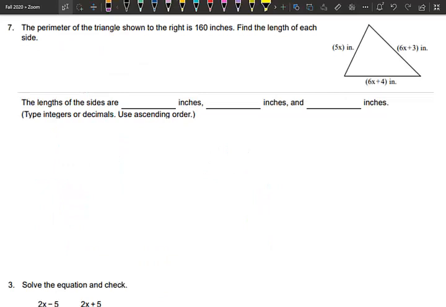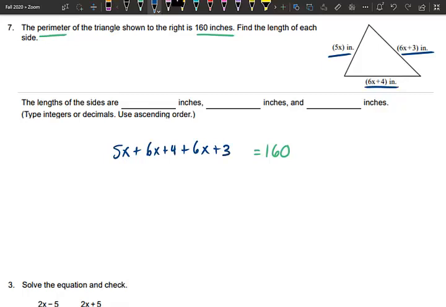The perimeter of the triangle shown to the right is 160 inches. Find the length of the sides. Alright, so we know that perimeter means all sides added up equal a number. So the perimeter equals 160. Now all sides add up to 160. So we have 5x, and then we have plus 6x plus 4. And then we have plus 6x plus 3. So everything added equals 160. Now we need to solve for x.